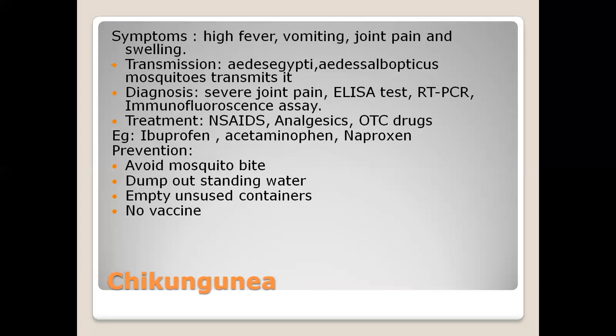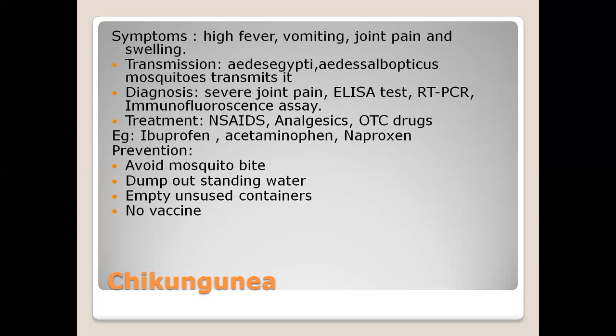And next one is chikungunya. Chikungunya symptoms. What are the symptoms of chikungunya? Mainly high fever, vomiting, joint pains, and swelling at the joints. This is the main symptom of chikungunya: joint pains and swelling at the joints. And transmission. How is chikungunya transmitted? Chikungunya is mainly transmitted by Aedes aegypti and Aedes albopictus mosquitoes. These two mosquitoes transmit chikungunya.